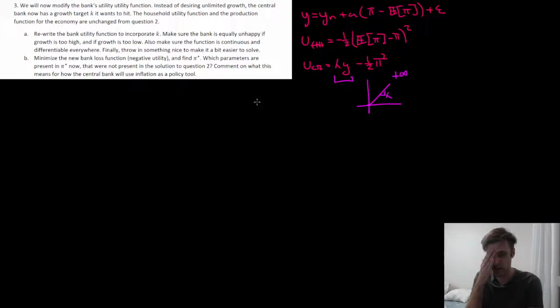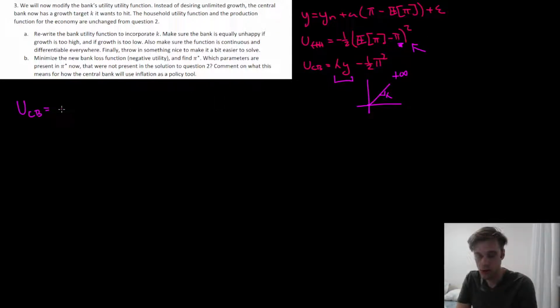So right away, we should be thinking about, how can we have a target? Well, the household has a target. Their target is pi, right? And the household has this quadratic utility. So that's a great way to go. We can just make a quadratic utility function. So UCB equals, now lambda y minus k minus 1/2 lambda squared.